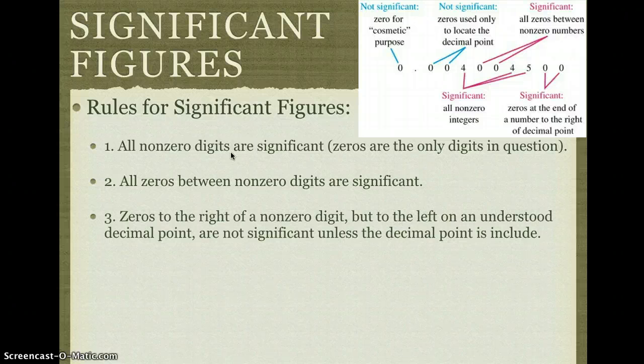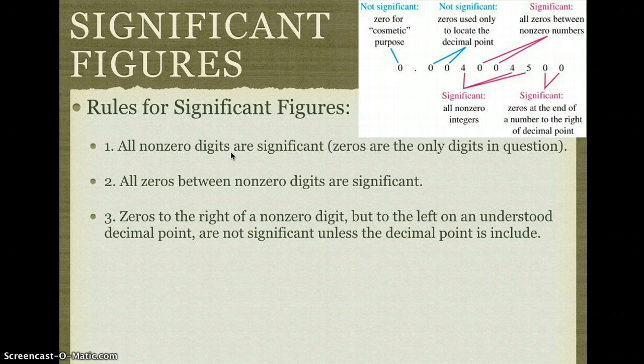Then we see zeros to the right of a non-zero digit but to the left of an understood decimal point are not significant unless the decimal point is included. That should be a D there, included. So when we look at this number here, what we're talking about are those 2 zeros in front of the 4. They are only used to show how large the number is. They're only used to locate the decimal point.